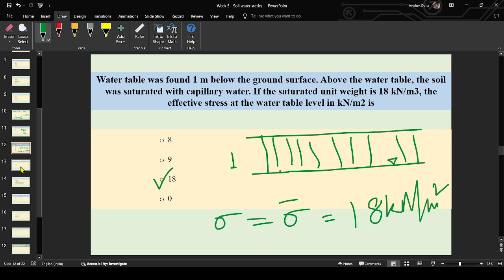Next. Someone has asked about the effective stress at the ground level. It will be a very interesting question, sir. Effective stress at the ground level, like here. Yes, interesting, but above this there is no soil, so it will be 0, I guess.